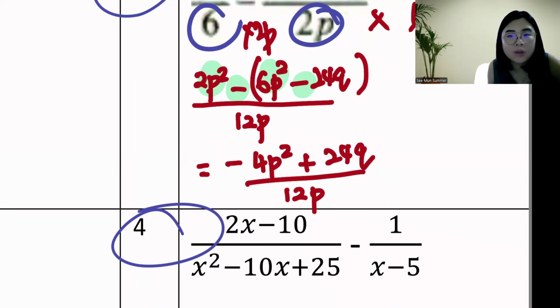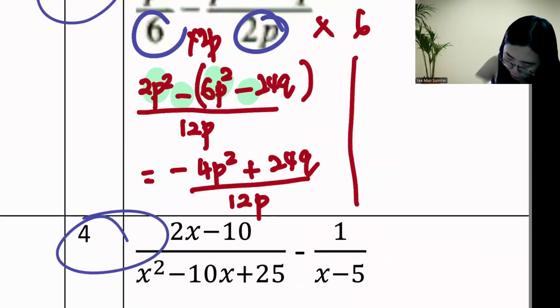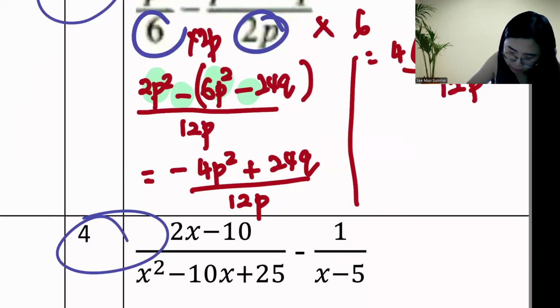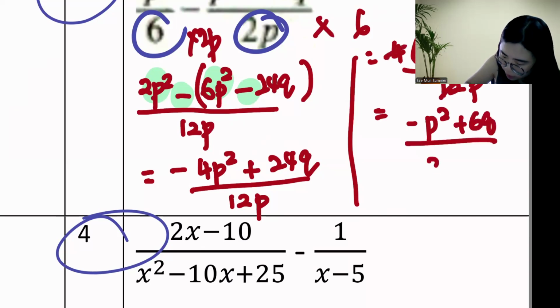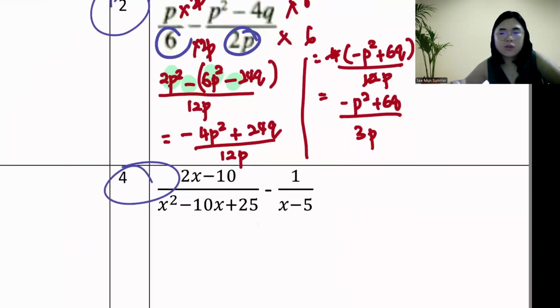So 4 and 24 and 12, I can take 4 out, am I right? Correct? So I factorize 4. 4 times minus p squared plus 6q, over 12p. Then it will equal minus p squared plus 6q over 3p. Ta-da! So this is the answer. Okay? So far, so good.